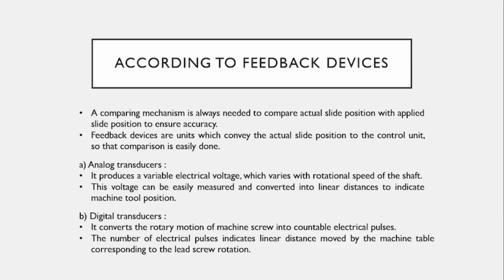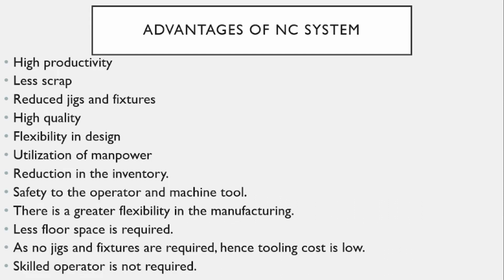So there are two different types of transducers. One is analog transducer and another one is digital transducer. With the help of analog transducer, it produces a variable electric voltage, which varies the rotational speed of the shaft, and it is easily measured and converted into a linear distance to indicate the machine tool position. Likewise, digital transducer converts the rotary motion of a machine screw into countable electrical pulses, and the number of electrical pulses indicates the linear distance moved by the machine table corresponding to the lead screw motion.